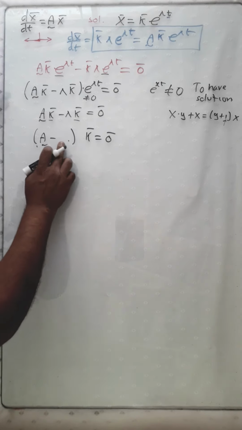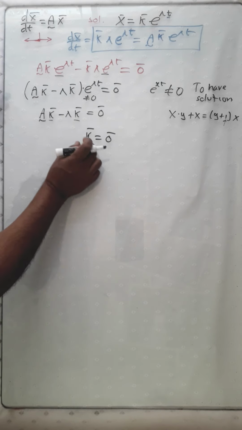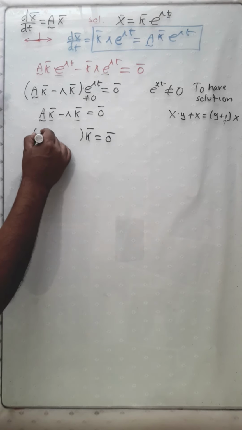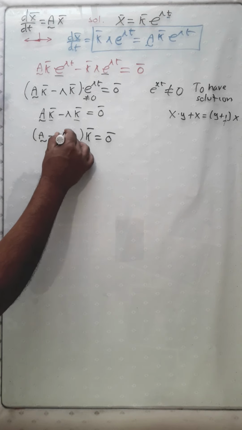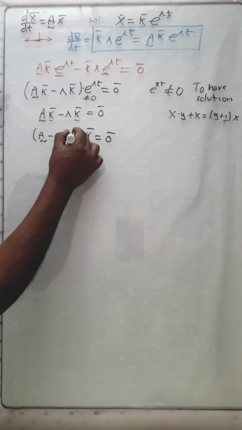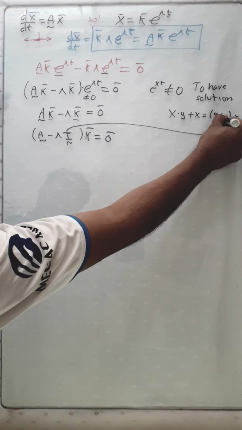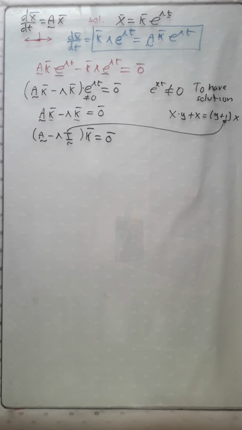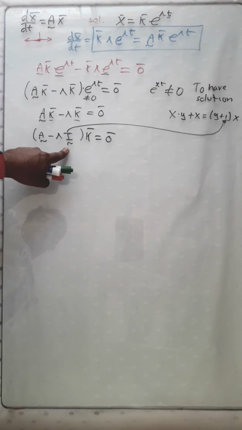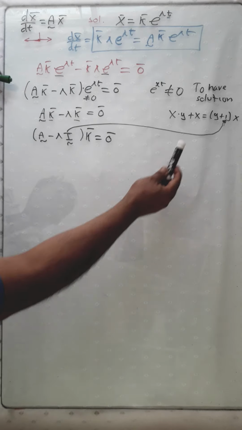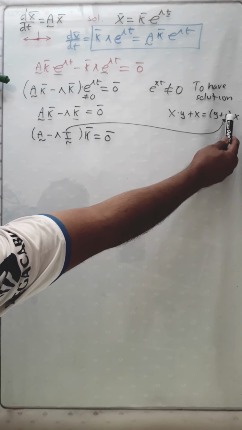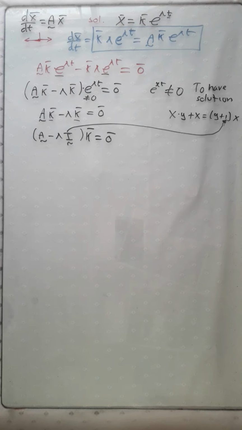So what you have to do here is, if you factorize the k vector, A matrix minus lambda identity matrix. And this identity matrix is the equivalent of the one in the normal algebra, right? So when you factorize the k vector, what you leave behind is the I matrix. Just like here, when you factorize the x, what you left behind is the number 1. Okay, so I hope that is clear. And what is the identity matrix? It's just the matrix with the ones in the main diagonal.